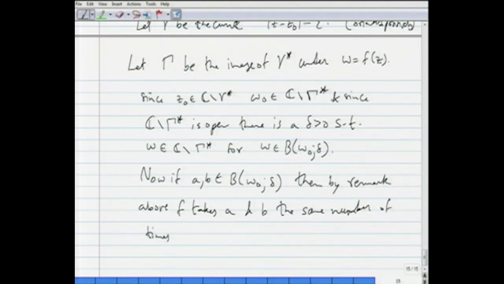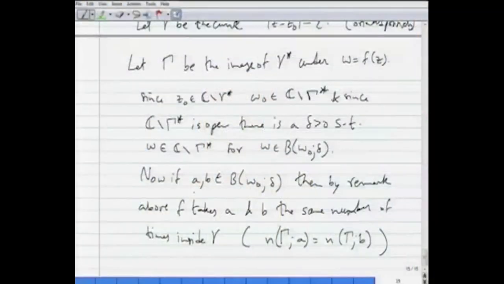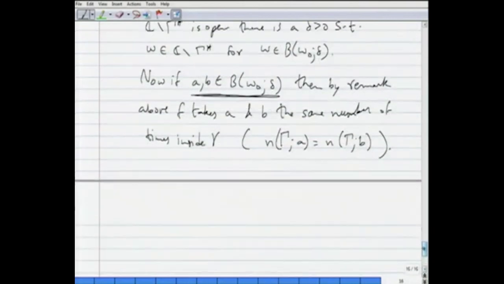What was the remark? We said that the index function n of capital gamma at A, on the components determined by capital gamma, is a constant function. So n gamma A is equal to n gamma B for A and B belonging to the same component determined by capital gamma. In particular, when they are in this ball, they are in the same component. But we know a specific point which is already in this ball, namely w naught.